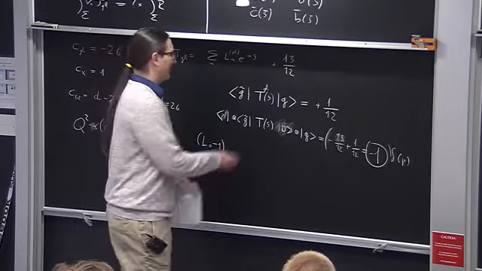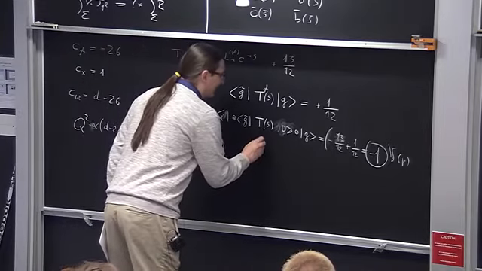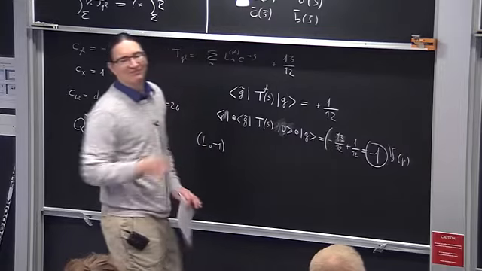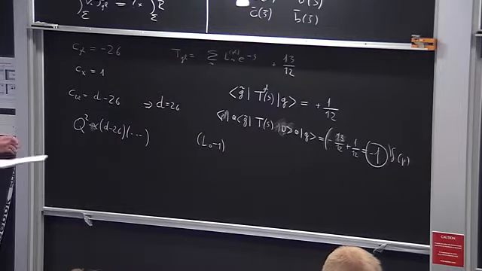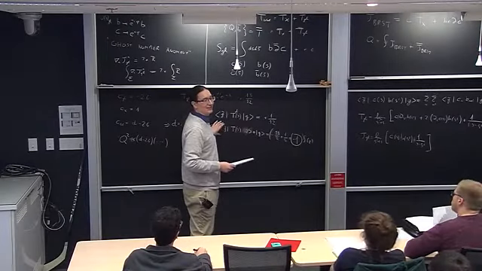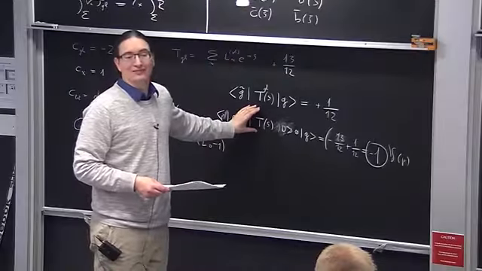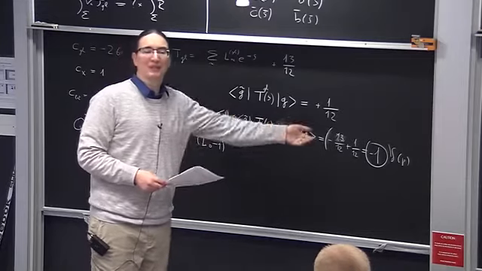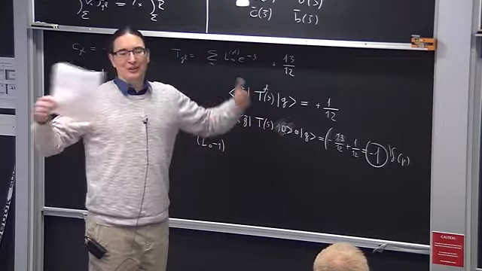I could have just put L0 here. I could have just said... I just wanted to read off the 0 mode of T. And so I put a vacuum on the left and a vacuum on the right to kill all the non-zero modes.